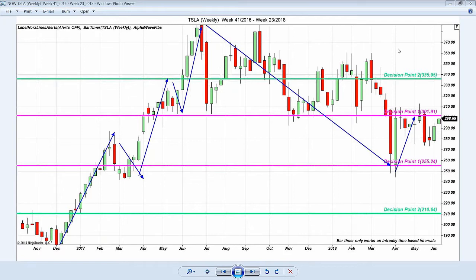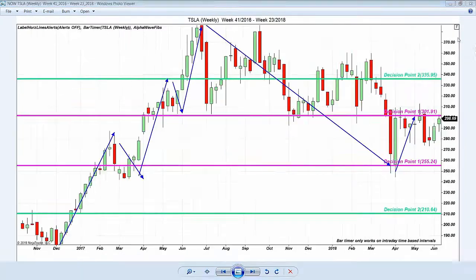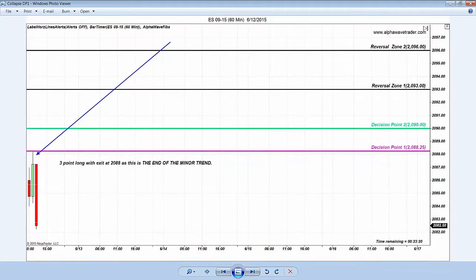Present in the room for years. And this exact same formula present on any instrument, any time frame, any platform you will choose to trade. Here is a reminder. This was S&P hourly chart on June 12, 2015.